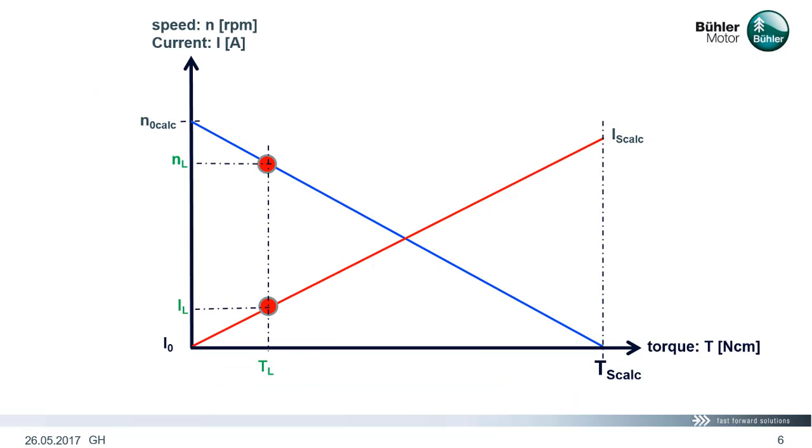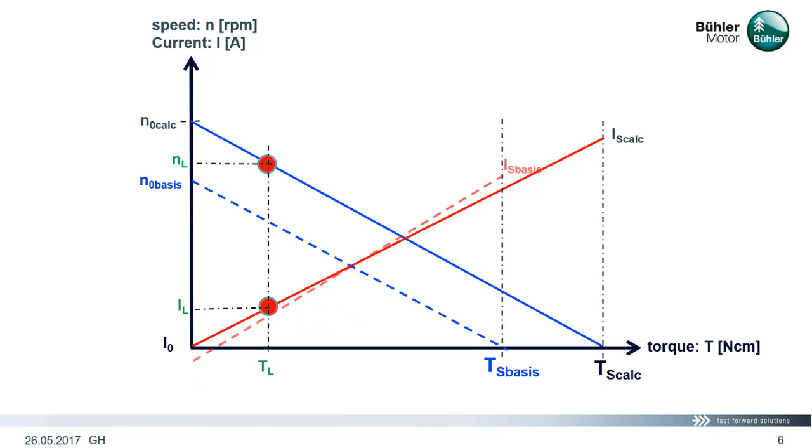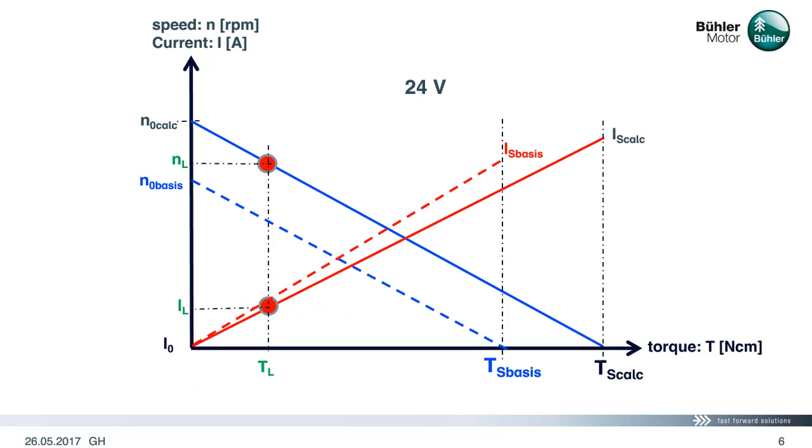By looking at the two straight lines representing the speed torque and the current torque curve of the motor, including the load point at T sub L, we see the target curves we want to achieve with our selected motor. If we now show the speed torque curve of the selected motor, which is our basis, we can indicate its no-load speed N sub 0 basis and stall torque T sub S basis. The same for the current torque curve, which indicates the stall current I sub S basis.